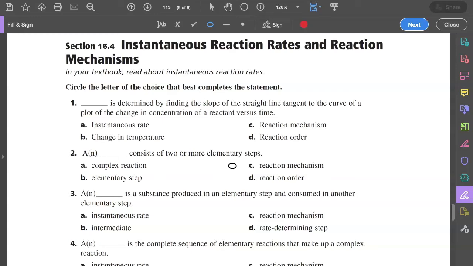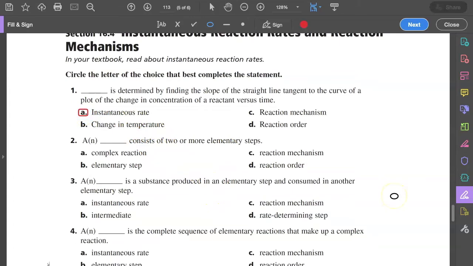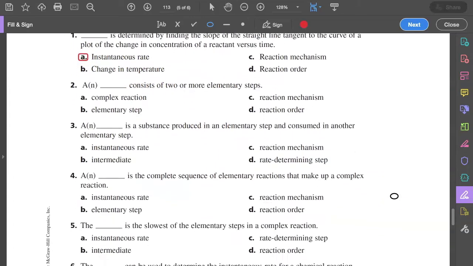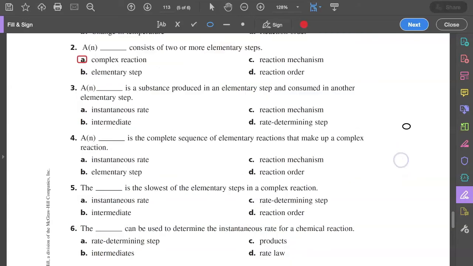We did this in our 4th video. That would be, of course, instantaneous rate. Number 2, a blank consists of 2 or more elementary steps. The correct response is A, a complex reaction. A blank is a substance produced in an elementary step and consumed in another elementary step. The answer is B, intermediate.